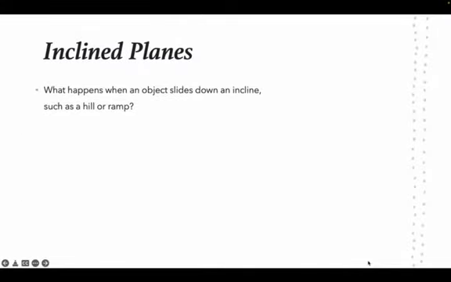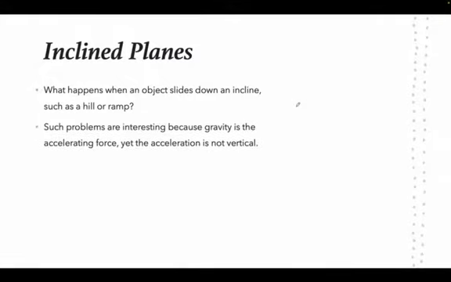Today we're going to be discussing inclined planes. Usually, in all the examples that we've seen, objects are moving either horizontally or vertically. But what happens when an object slides down an incline, right? What happens when an object has something like this?